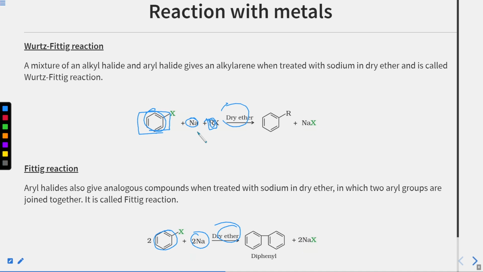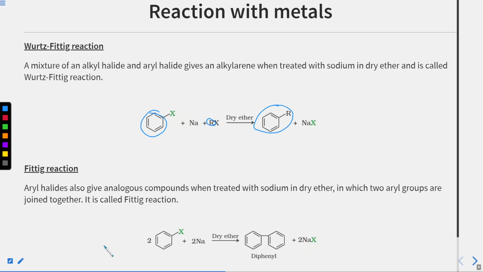Here it is written, a mixture of an alkyl halide and an aryl halide gives an alkyl arene when treated with sodium in dry ether. It is called the Wurtz-Fittig reaction. So you can see that this part and this part are coupled, and we get this one. Now, I would mention one more point here, that both of these go through a radical mechanism. We will not go into the whole mechanism right now, but remember this because it helps in predicting the proper product.